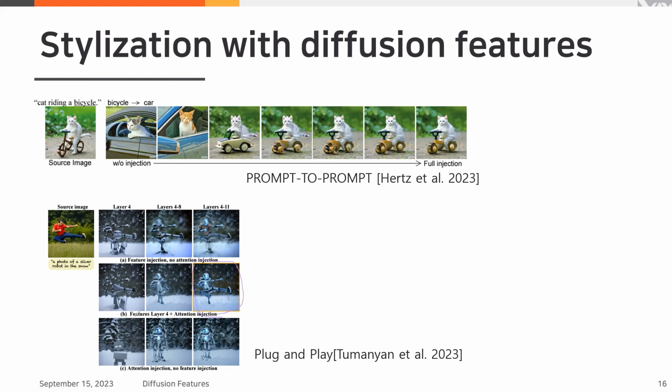here, they use the feature layer 4 and attention injection. But if you also inject all the rest of the features, it makes the image more related to the source image in the details of the structures and even the textures.